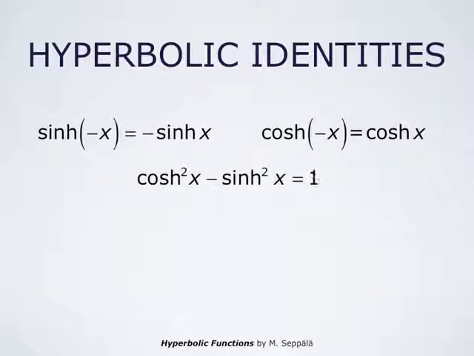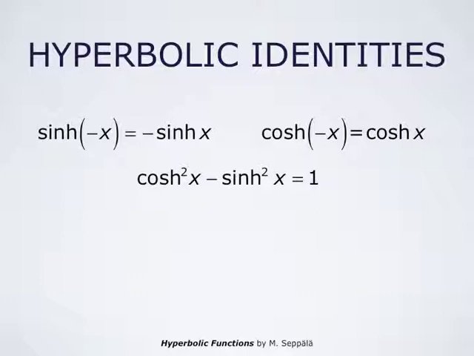Then we have hyperbolic cosine squared minus hyperbolic sine squared is 1. For the trigonometric functions, the corresponding equation was that cosine squared plus sine squared is 1. Here we have hyperbolic cosine squared minus hyperbolic sine squared is 1. This slight difference means that we can use hyperbolic functions in places where trigonometric functions do not necessarily work to solve certain problems.